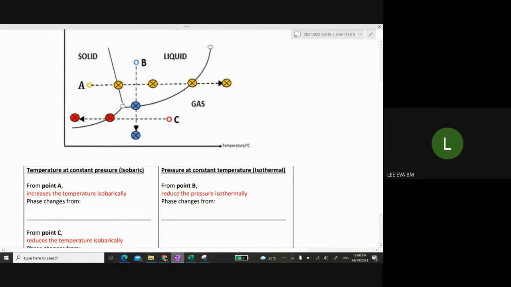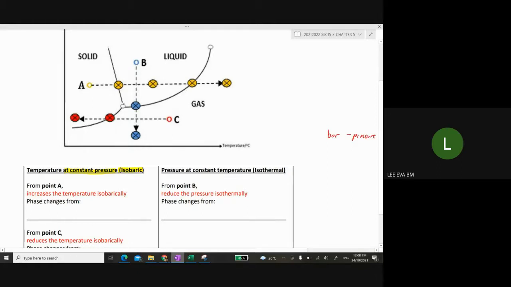Okay. So let's see the first one. If we adjust temperature, that means either we increase the temperature or we decrease the temperature. But we need to keep the pressure constant. Another way of saying constant pressure is that it is at isobaric condition. The word isobaric comes from bar. Bar is one of the units of pressure. So it's at constant pressure, isobaric.